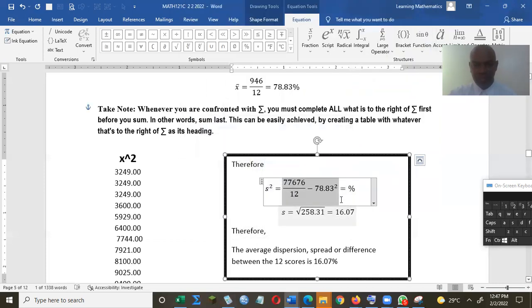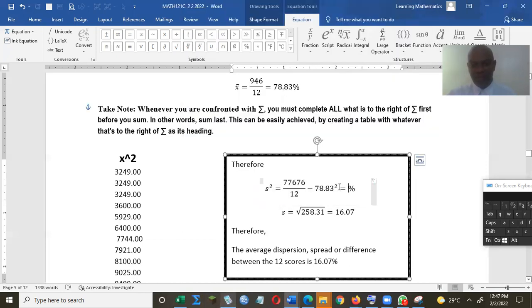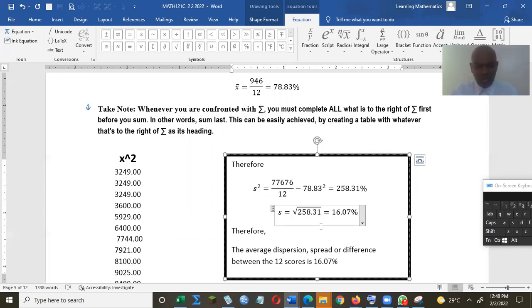Coincidentally, we are getting the same answer, 258.831. Sometimes you might get slightly different answers, but in this case, we're getting the exact same answer. And the standard deviation is the square root of the variance. So the average dispersion, the average spread or difference between the 12 scores is about 16%, give and take. Standard deviation for raw values using the second method.